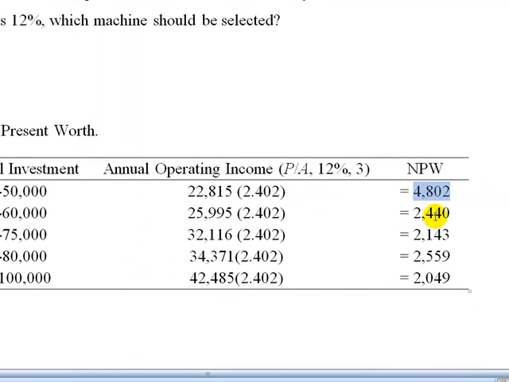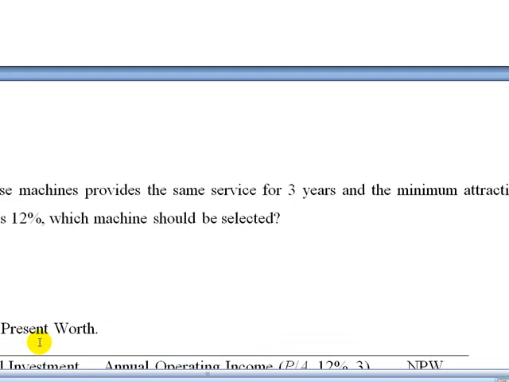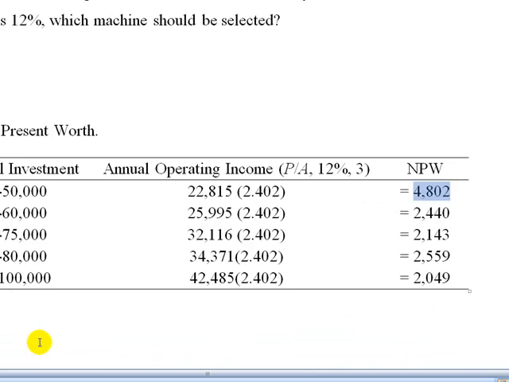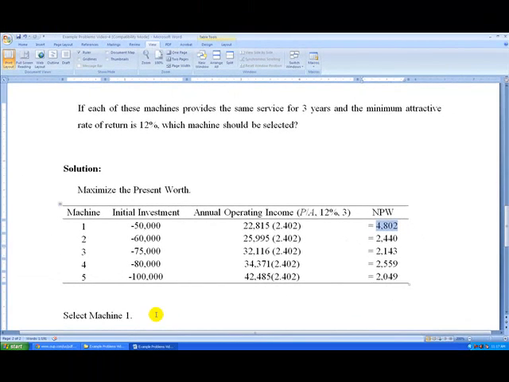We do it for all the machines. Which machine do you think generates the highest net present worth? Machine 1, with $4,802. So the answer is the company should select machine 1 for the highest NPW value. This is a very simple problem. Once you understand them, it's fun to do these types of problems. So with this, I stop here.